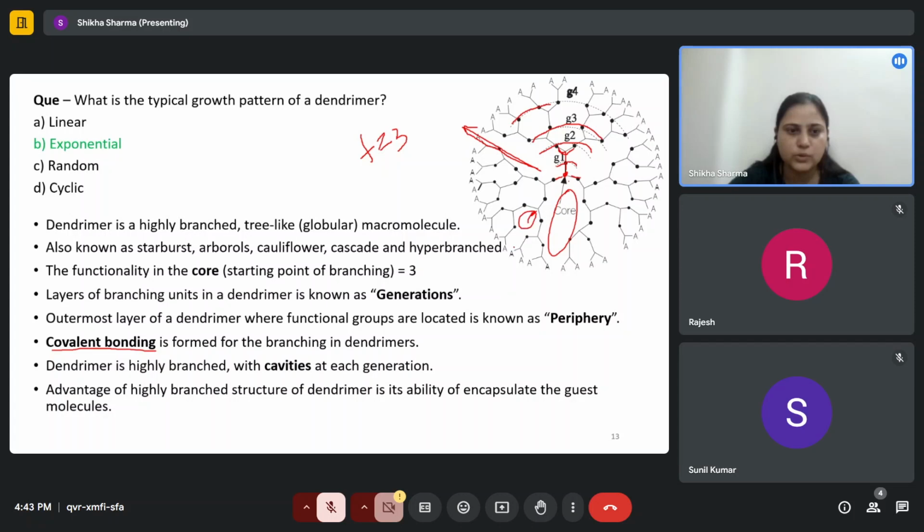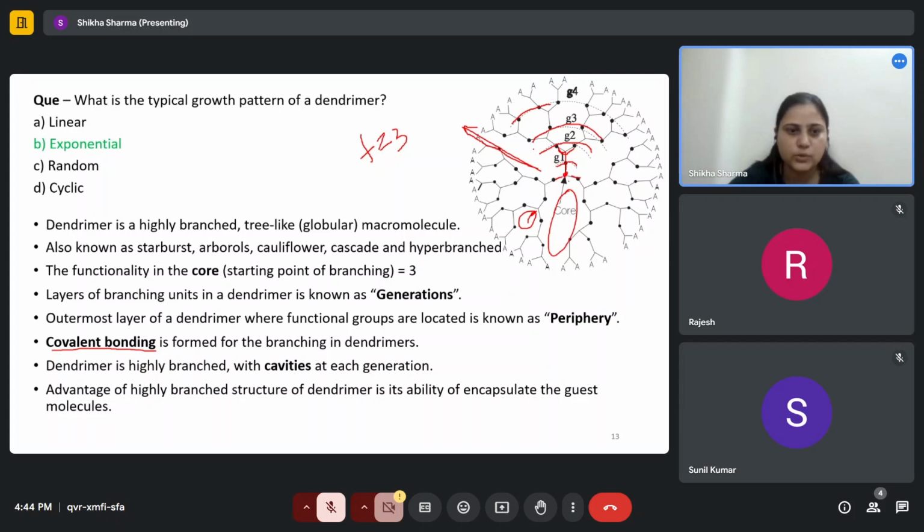So it is a cavity, and these dendrimers are very useful. The advantage of the highly branched structure of dendrimers is the ability to encapsulate a guest molecule, because at the core we have some molecule and we have the branching, so it can encapsulate any guest molecule.